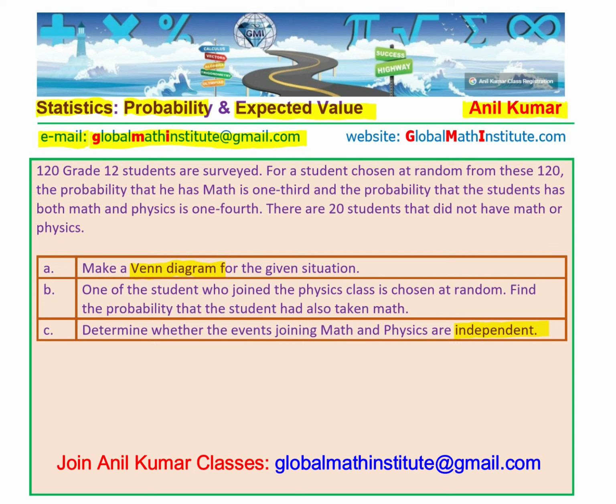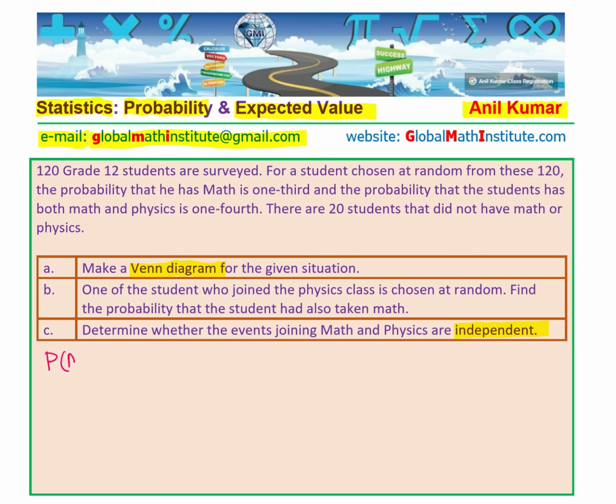Now, let's look into this particular solution. So, we are given that there are 120 total students. For a student chosen at random from these 120, the probability that he has math is one third. So, probability for math is equal to one third. Out of 120, how many should be there for math? The number of students who will take math will be one third of 120, correct? That means a total of 40 students should take math.